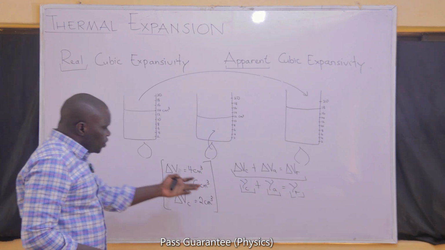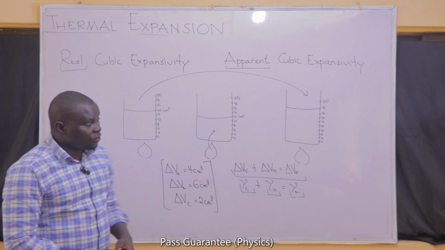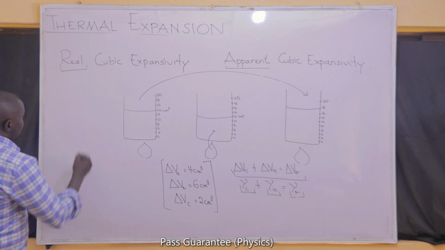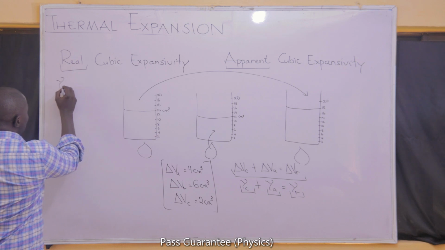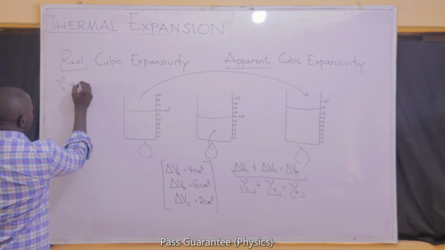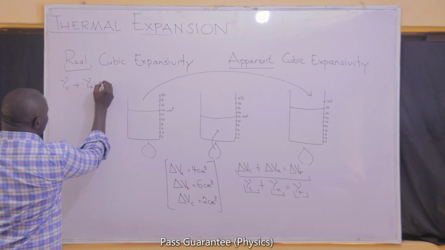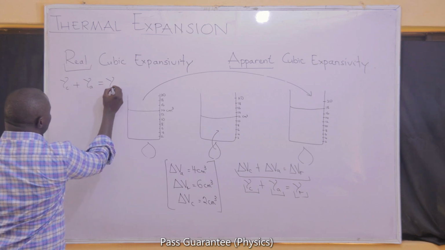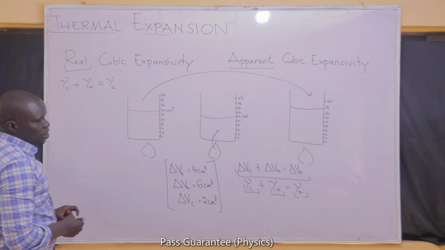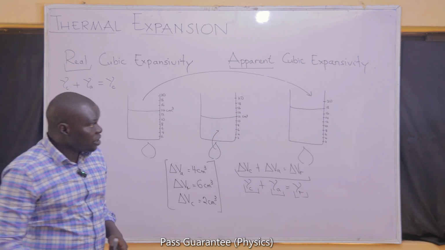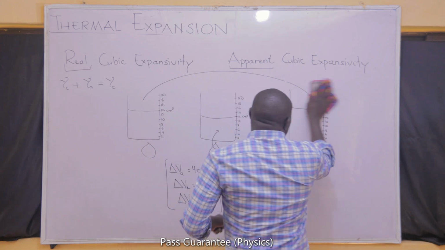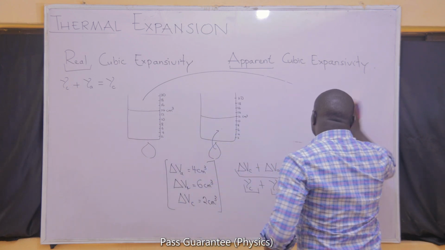The first important formula that I would like to give you under this concept is the cubic expansivity of the container. When you add it to the apparent cubic expansivity of the liquid, you must get the real cubic expansivity. And we are going to try to see if we can work with that.